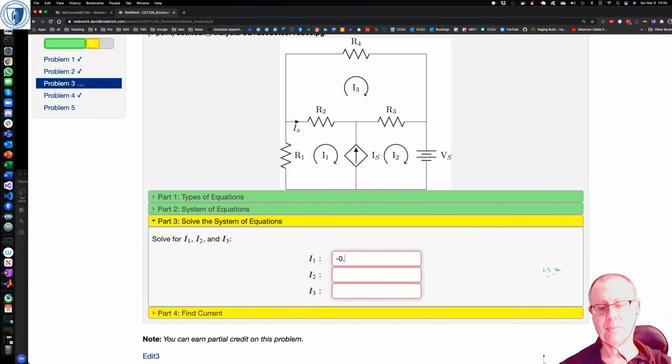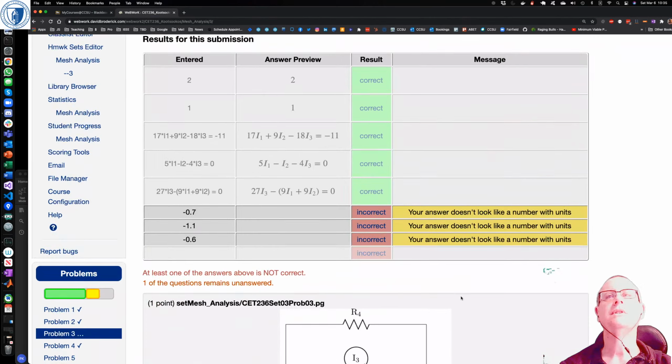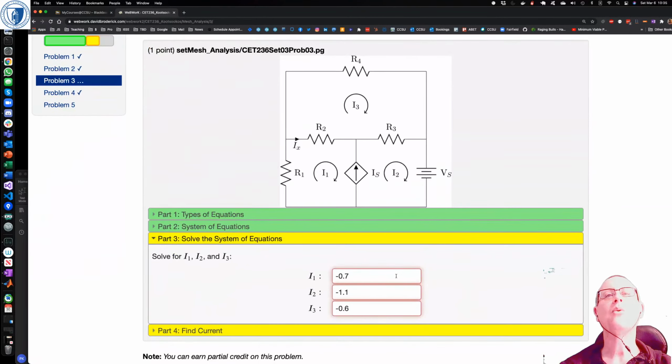So minus 0.7, minus 1.1, and minus 0.6. Oh, it doesn't have units. Doh.